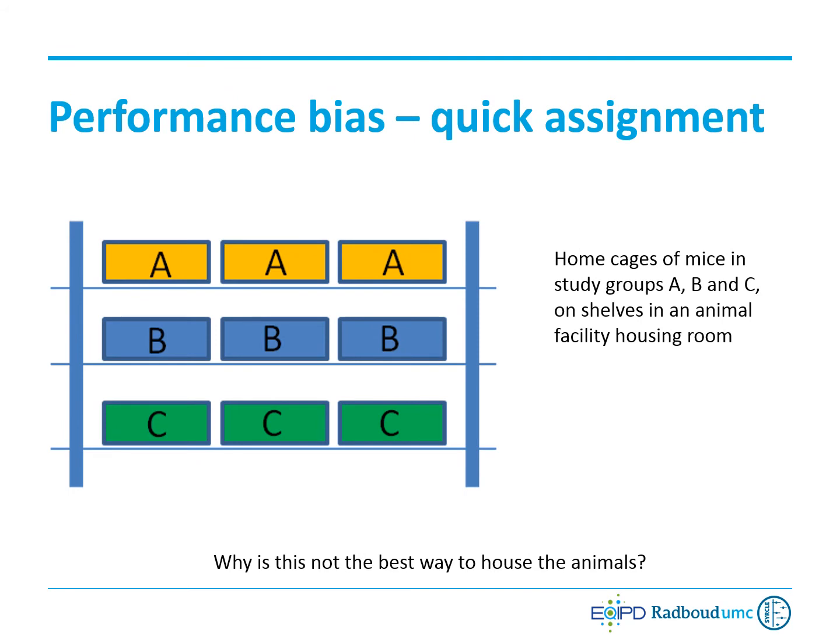Let's do a quick assignment. Suppose you walk into an animal room in your facility and notice cages of animals arranged on the shelves like this. Why is this probably not the best way to house the animals? Do you have suggestions for improvement?